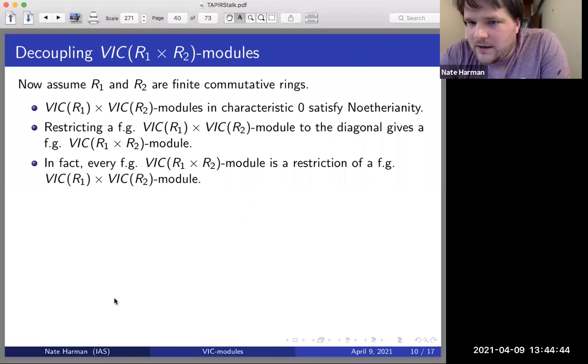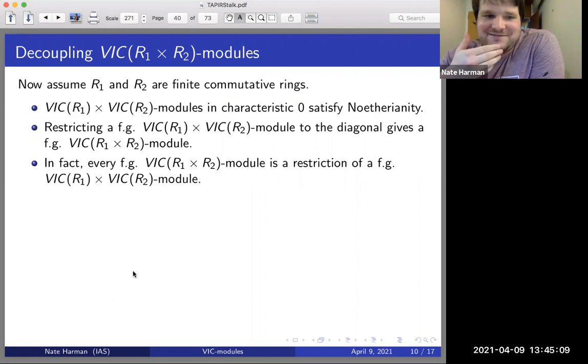which is bizarre, but ultimately not that surprising, because it turns out that the analog of free modules are just products of free modules in the two factors. In particular, a free VIC (R1 cross R2) module is the restriction of a free VIC R1 cross VIC R2 module. Once you have that, you take a finite presentation and it follows formally. It's a weird thing that ends up happening, but it's useful.